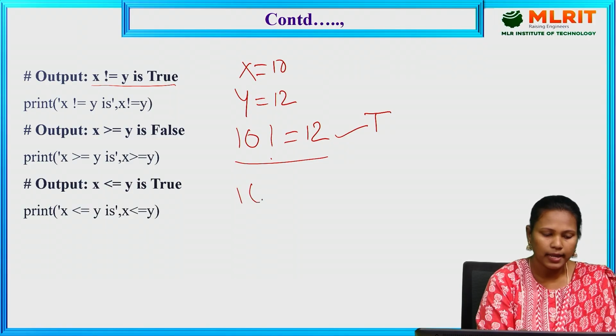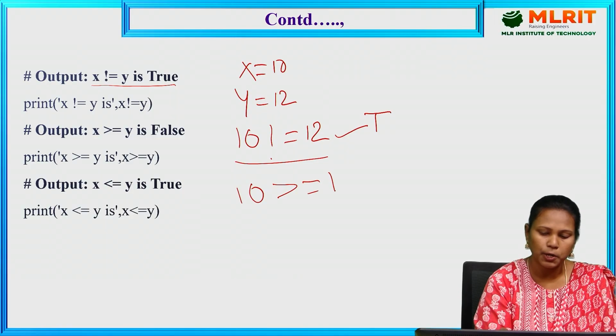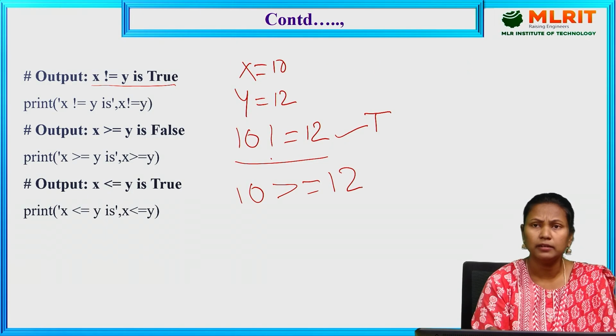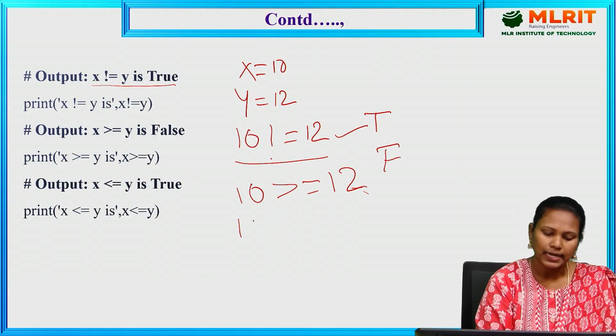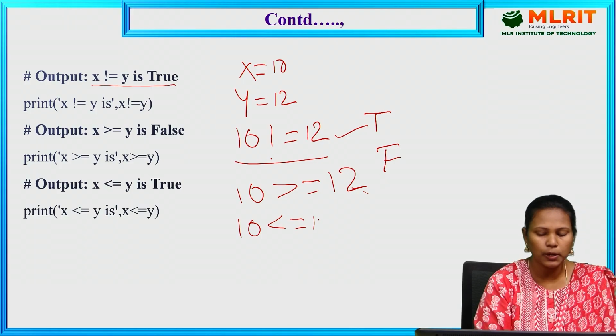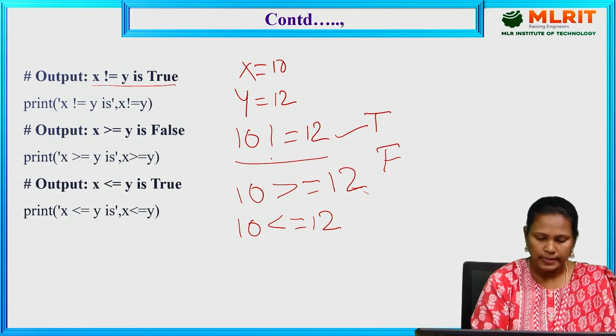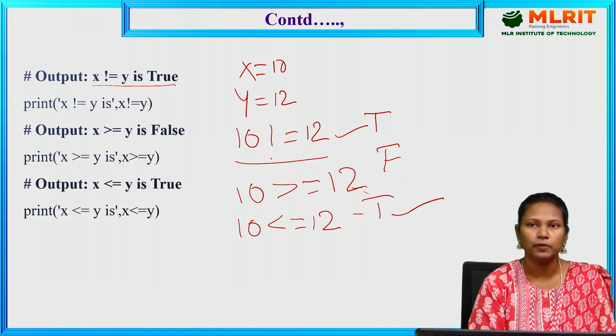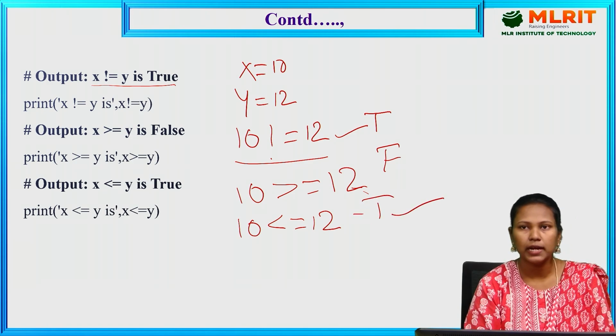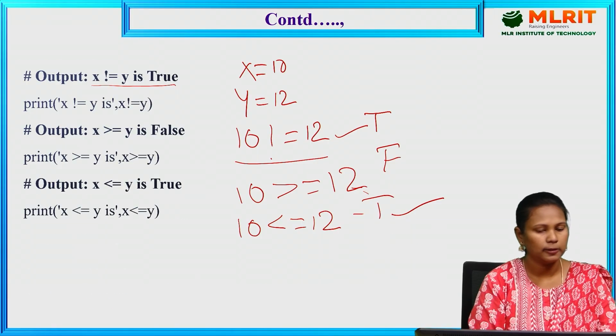Next, 10 greater than or equal to 12. No, false. The next one, 10 less than or equal to 12. Yes, 12 is the greater value. That's why it is true. So these are the examples for comparison operators.